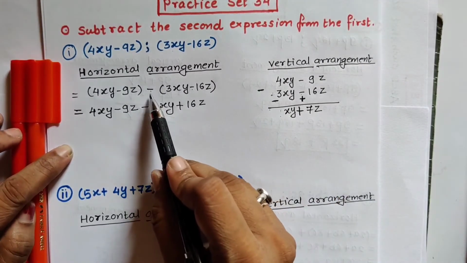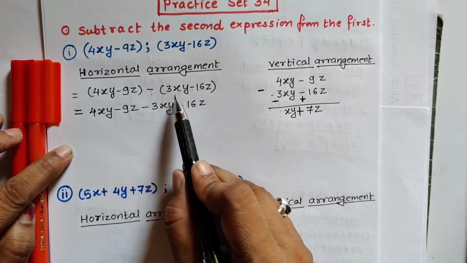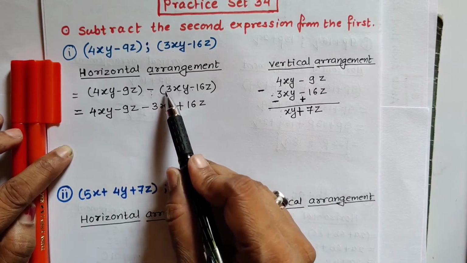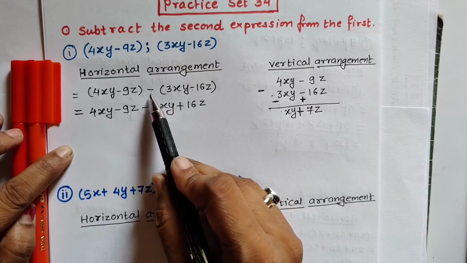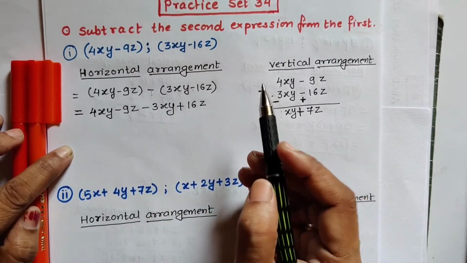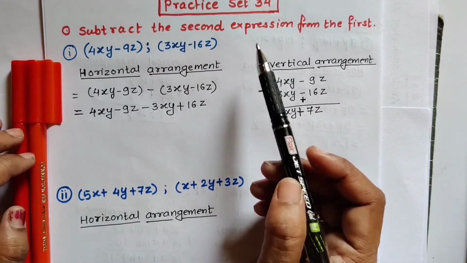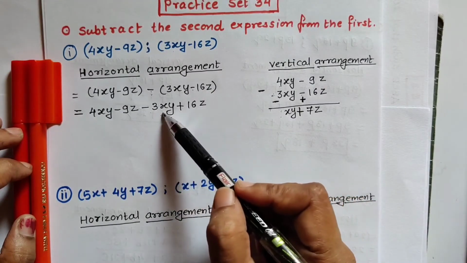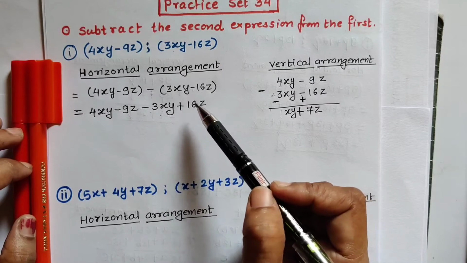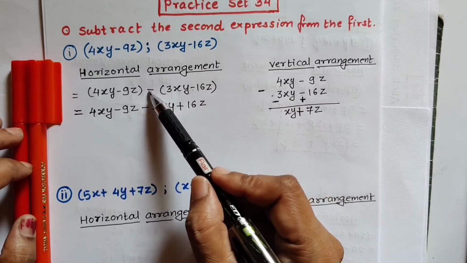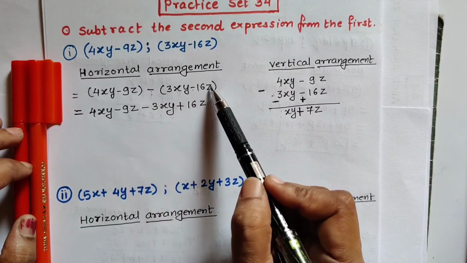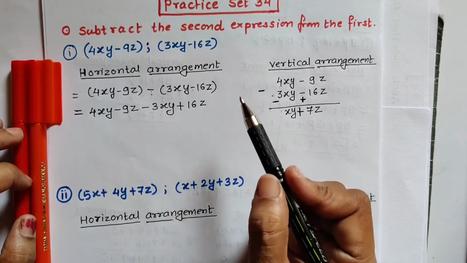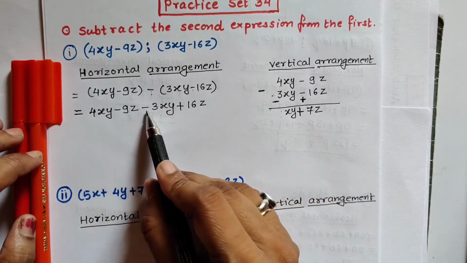Okay. So when a minus sign is there in front of the bracket, we have to change the sign of the terms inside the bracket. So plus 3xy becomes minus 3xy, minus becomes plus. When we solved the sums in practice set 33, we did not change the sign of the terms inside the second bracket, but here as we are doing subtraction, there is a subtraction sign in front of the second bracket. We have to change the sign of the terms of the second bracket. Always keep this in mind.